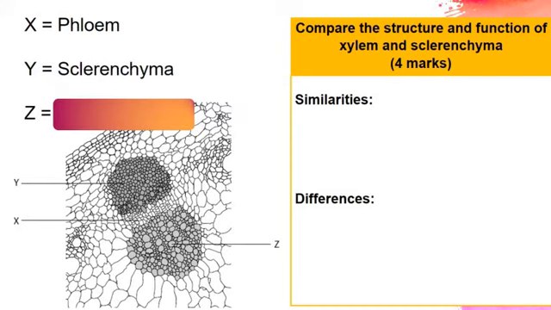So let's start with Y. Y is your sclerenchyma. These are the cells that are there for structure and support. And Z, we have xylem, the vessels that contain water. So it makes sense for them to have a slightly bigger opening or diameter.